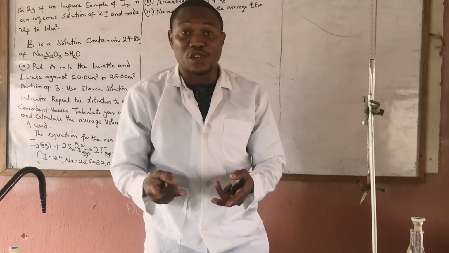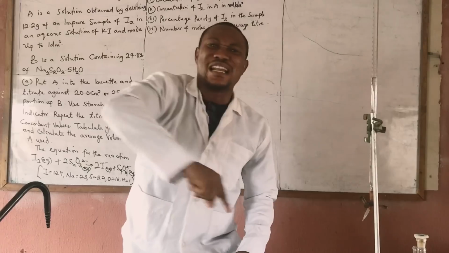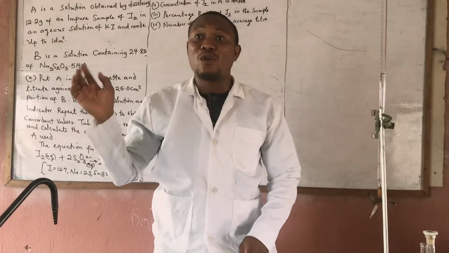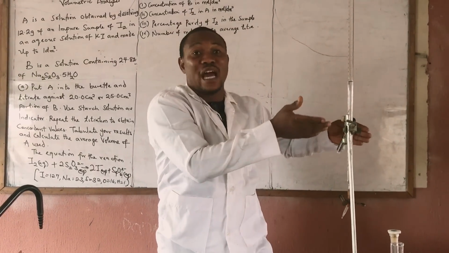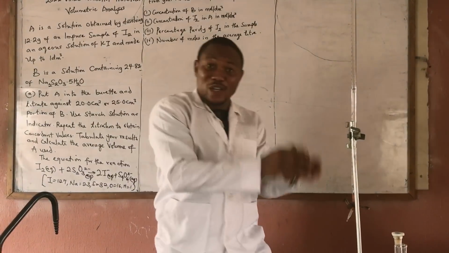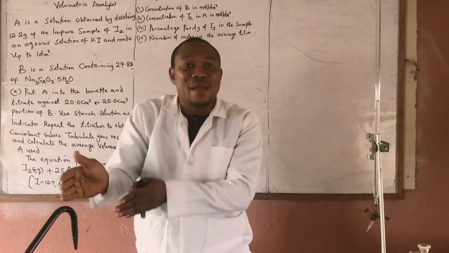Because you are working with two solutions, definitely one will be given and they will ask you to look for the other. Whichever one is given, the calculation is still very, very similar. That's why I want you to pay attention. Either they give you the concentration of iodine and you look for sodium thiosulfate, or they give you the thiosulfate and you look for iodine. You are still saying the same thing because it is still similar.